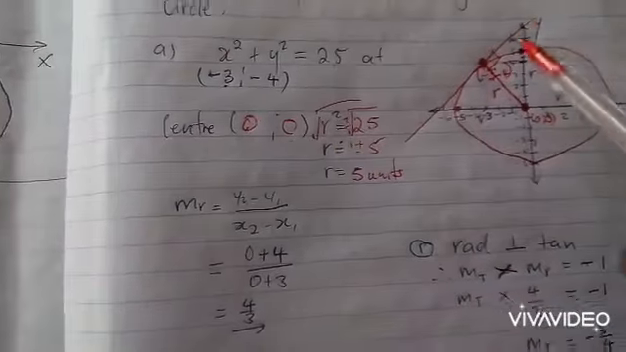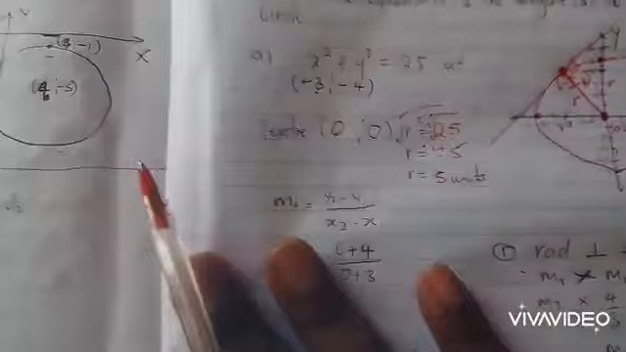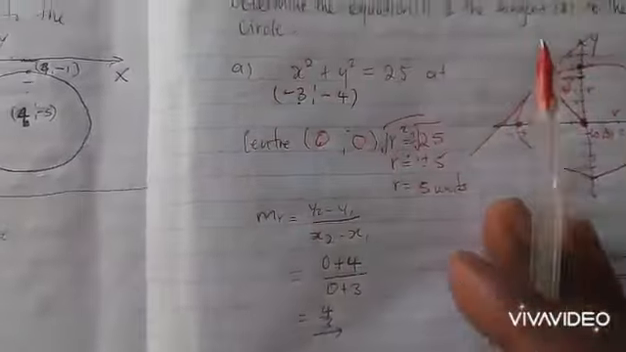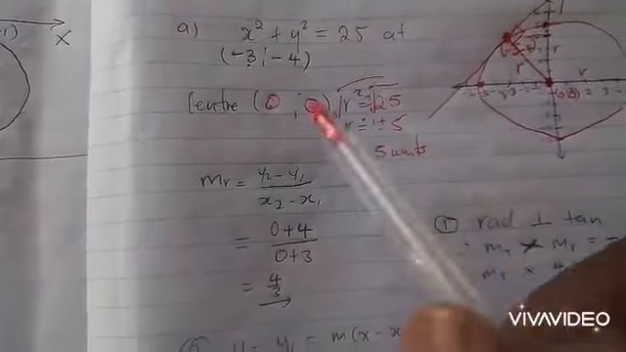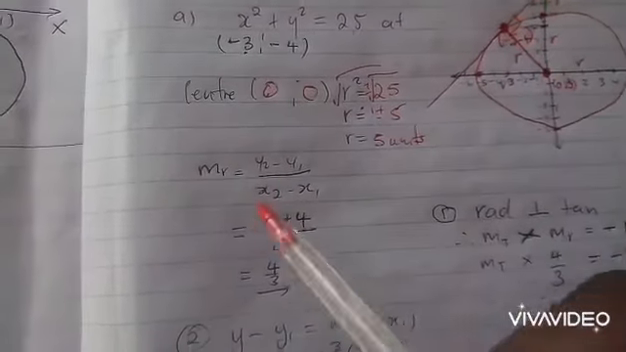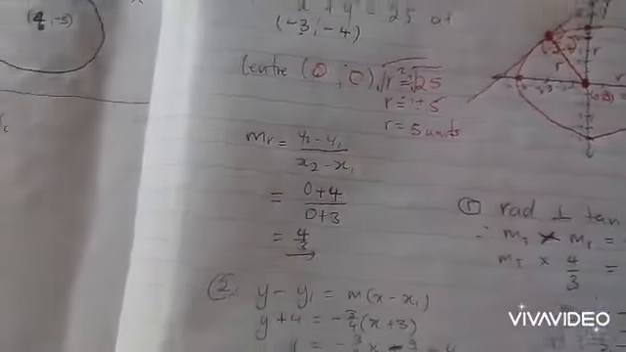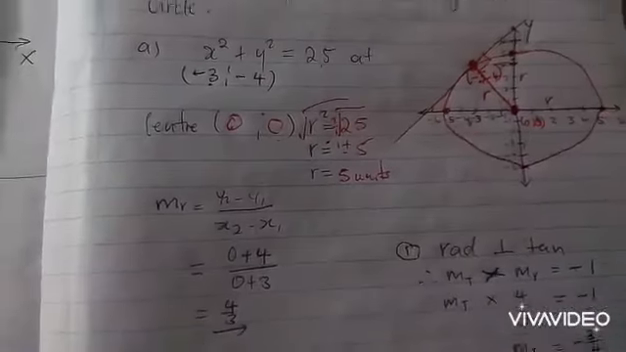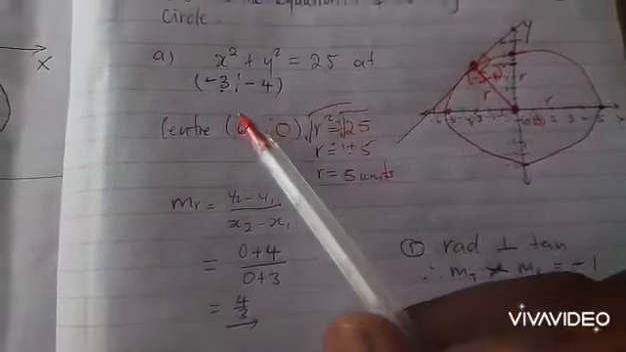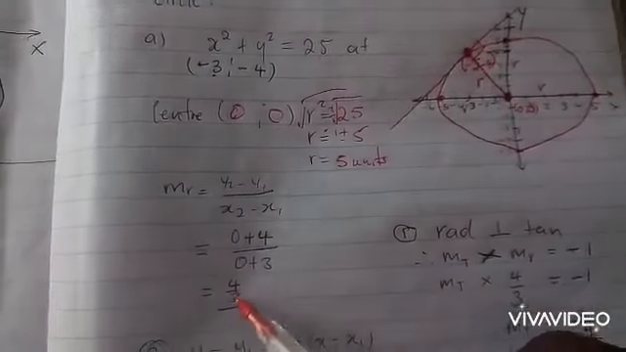Now let's find the gradient here. Looking for the gradient, we have the coordinates 0 and 0 and minus 3 and minus 4. So that is from there to there. We can just work out the gradient using the gradient equation: y2 minus y1 over x2 minus x1. So 0 plus 4 over 0 plus 3. That will give us 4 over 3.